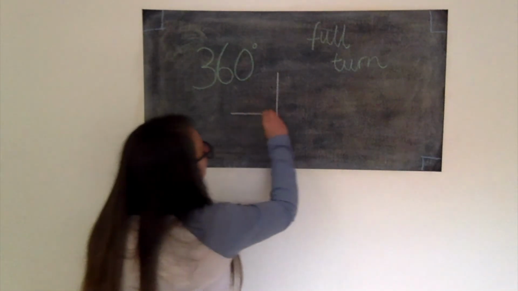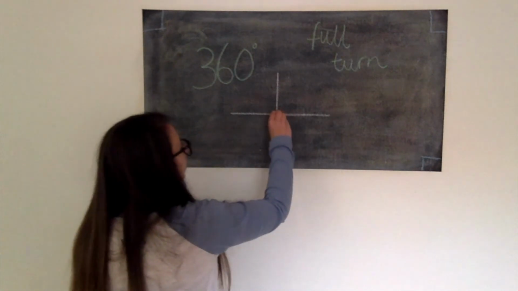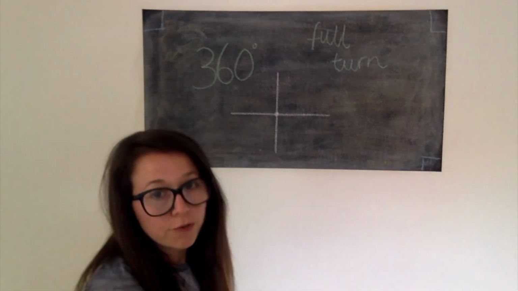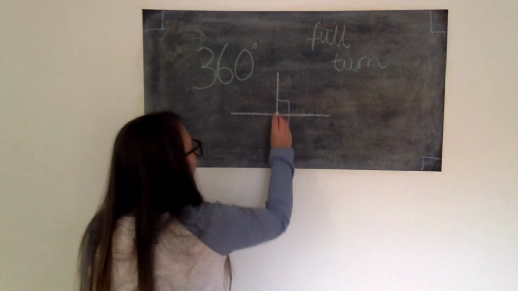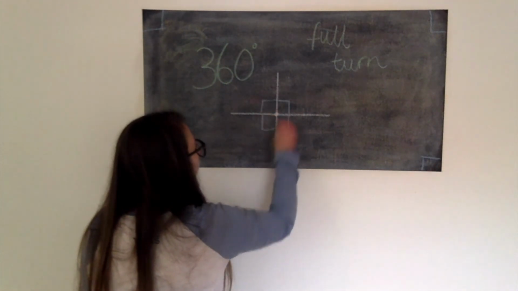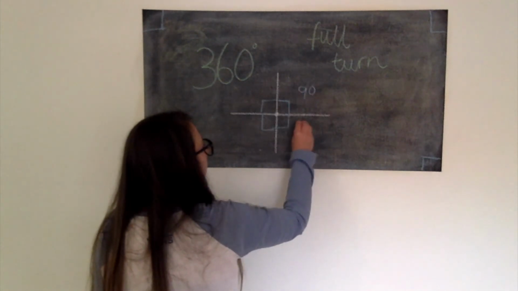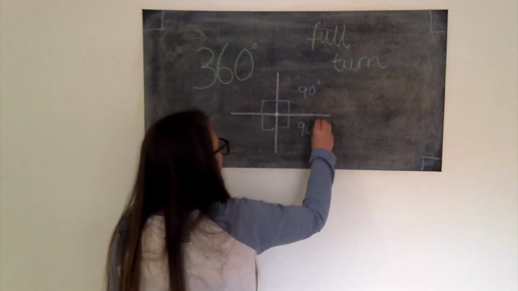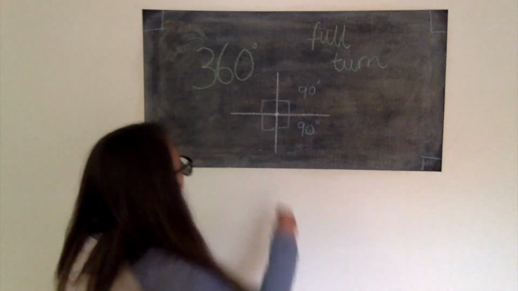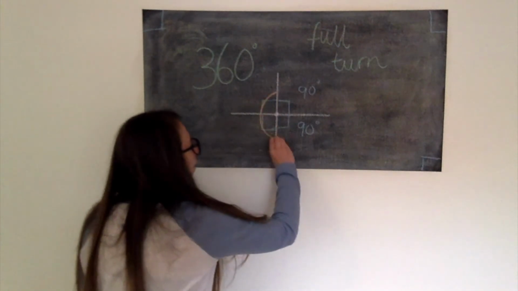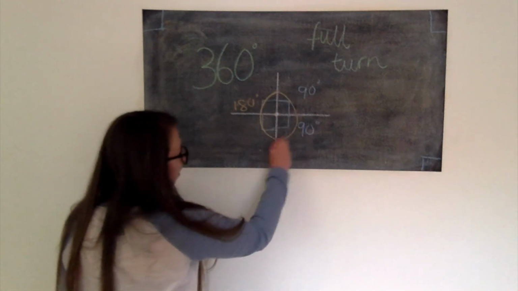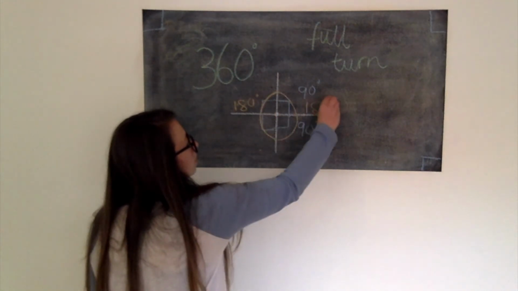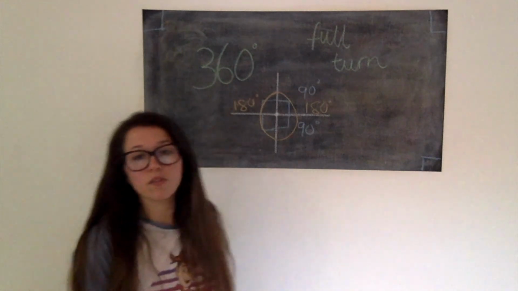We can also test this like we did with the 180 degrees. So around a point, so here's my point, we've got 4 right angles. 1, 2, 3, 4. Each of those are 90 degrees. We also know that the angles on a straight line are 180 degrees. So we've got 180 degrees and 180 degrees. So we know that they can't be bigger than 360 degrees.